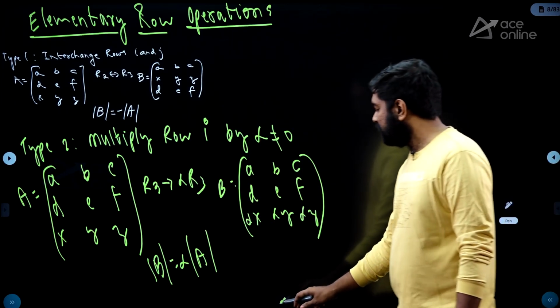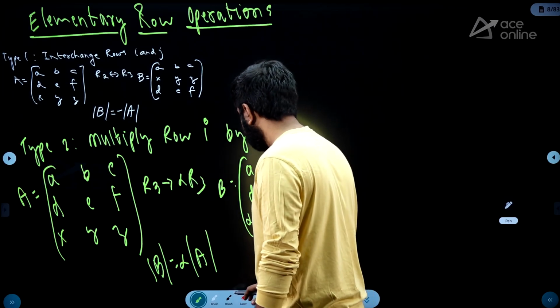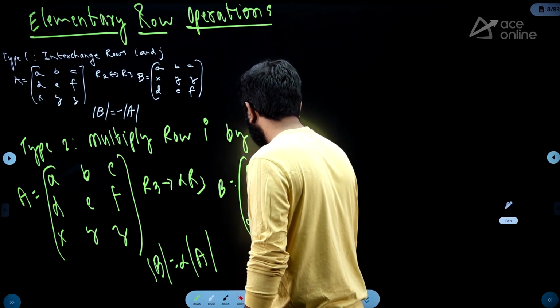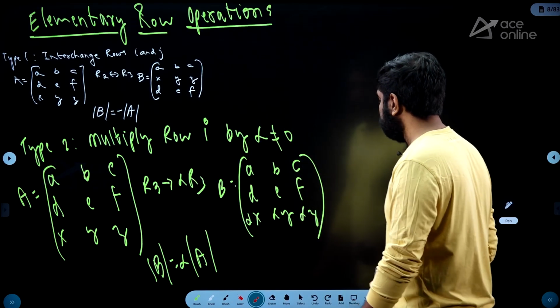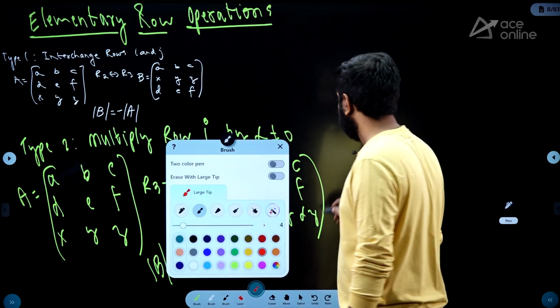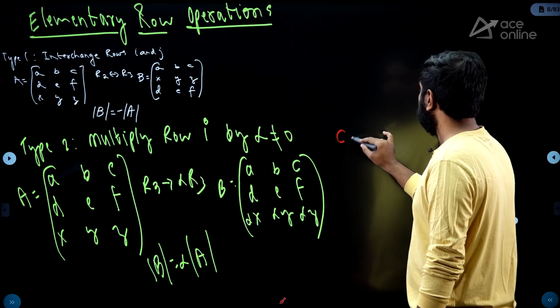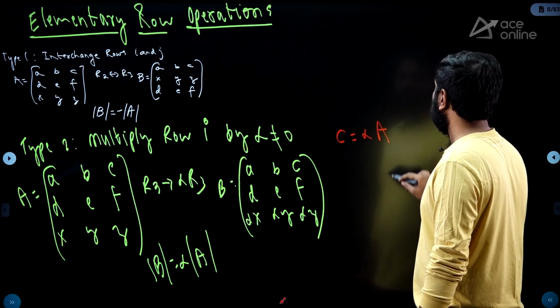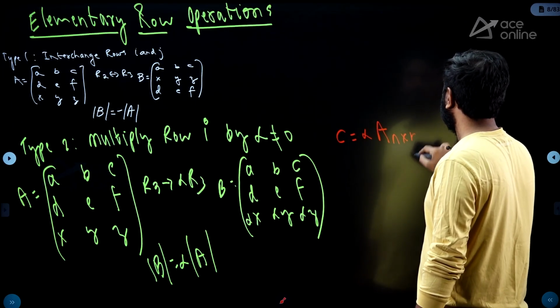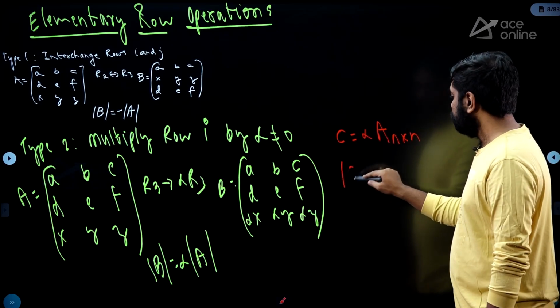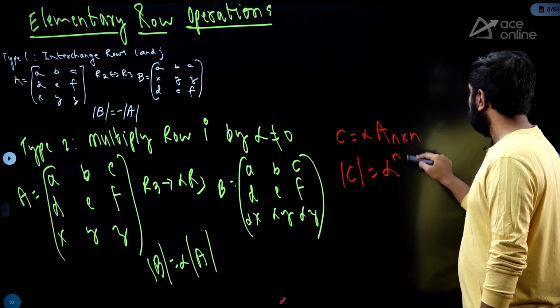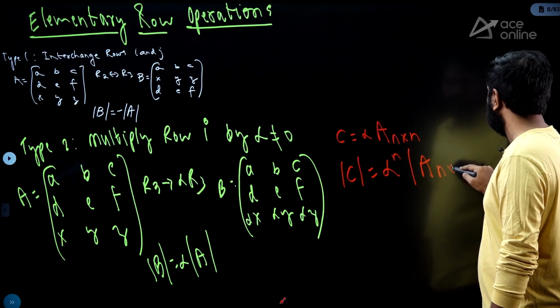Here you can make a mistake. The mistake is like this. So please don't make this mistake. So what's that mistake? If you have a matrix C which is obtained by alpha into A, n cross n, where alpha is multiplied to each and every row, the determinant of C is alpha power n into determinant of this n cross n.